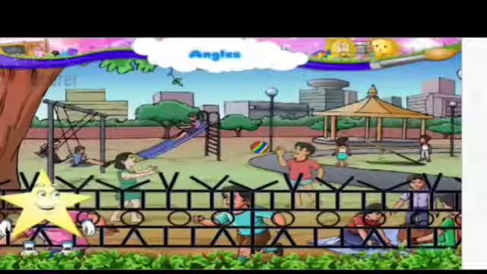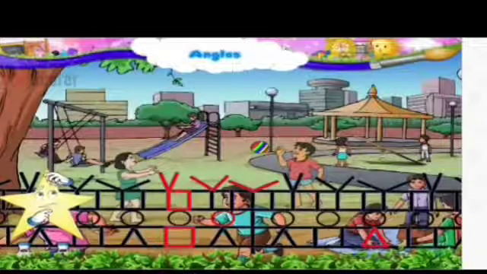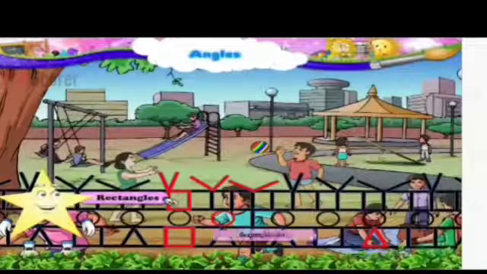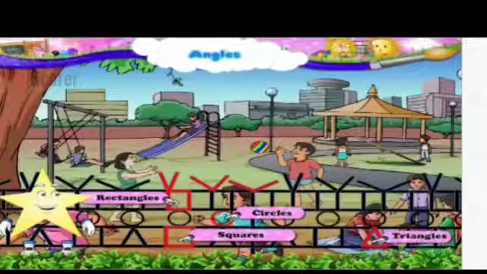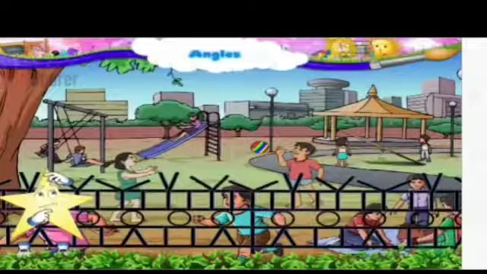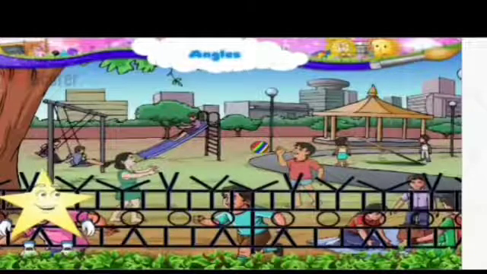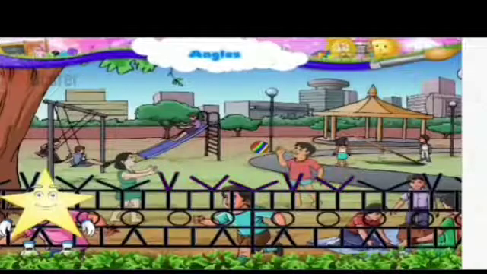Why are you looking at the grill, Starry? Oh, are you trying to identify the shapes in it? Can you tell me which shapes you see in there? Yes, there are rectangles, squares, circles, and triangles in the grill. But why do you look confused, Starry? Oh, you don't know what these shapes are. Don't worry, Starry. I will explain these types of shapes to you.